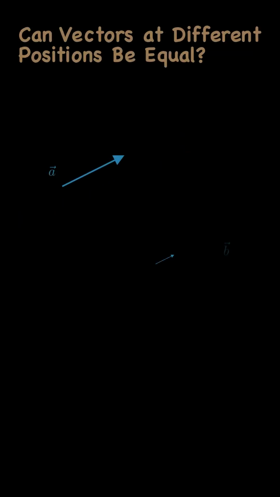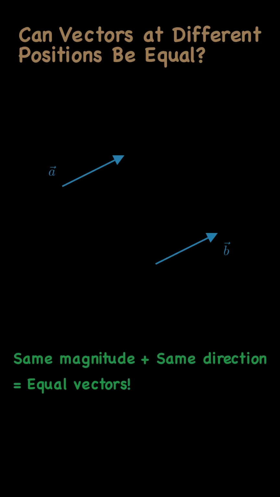Can two vectors at different positions be considered equal? Yes! Vectors care about magnitude and direction, not position. Two vectors with the same length and same direction are equal, even if they start from different points.